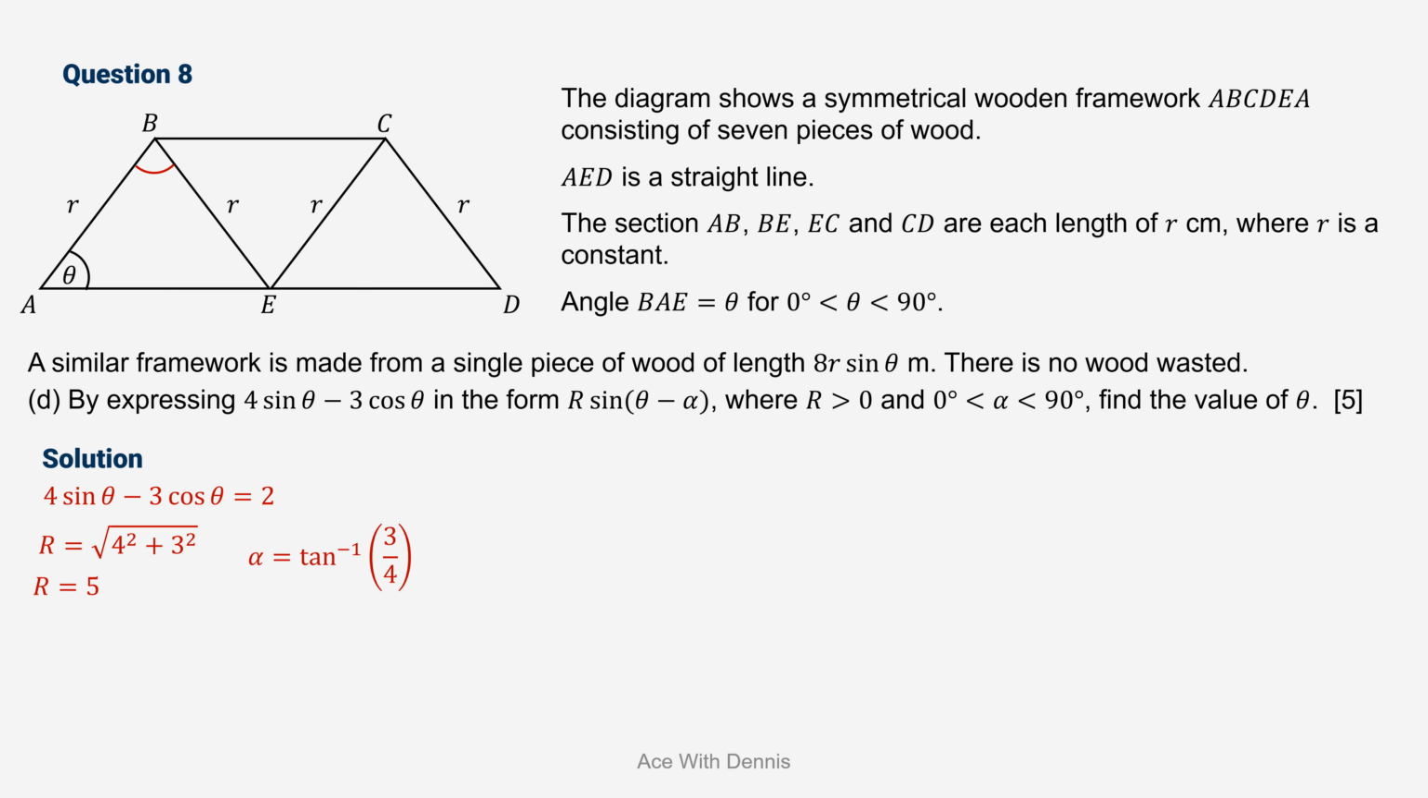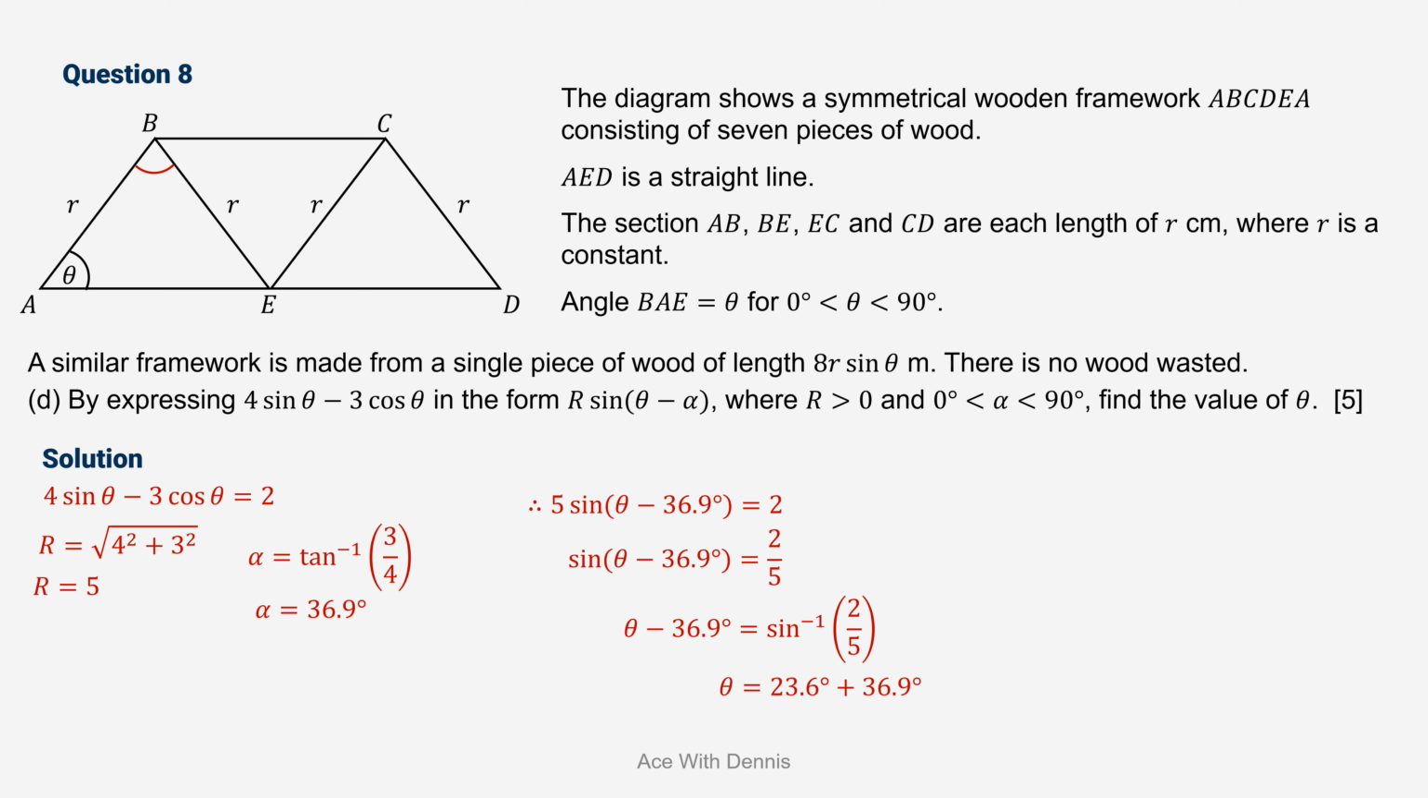Then we want to find the alpha value, which is inverse tangent of 3 over 4, and the alpha value is 36.9 degrees. Now we can rewrite the equation in the R formula form, which is 5 sine (theta minus 36.9 degrees) equals 2. Then we just need to solve this equation to find the value of theta. So sine (theta minus 36.9 degrees) equals 2 over 5. Theta minus 36.9 degrees is inverse sine of 2 over 5. Theta will be 23.6 degrees plus 36.9 degrees, which is 60.5 degrees.